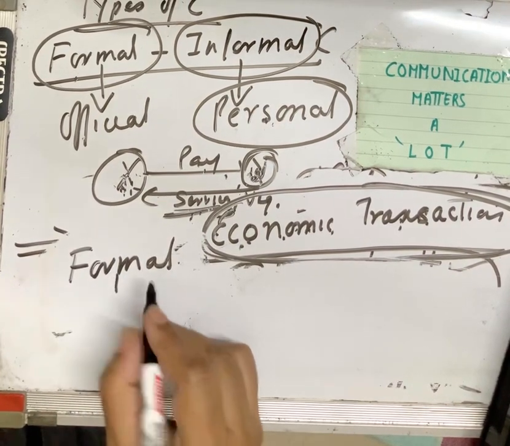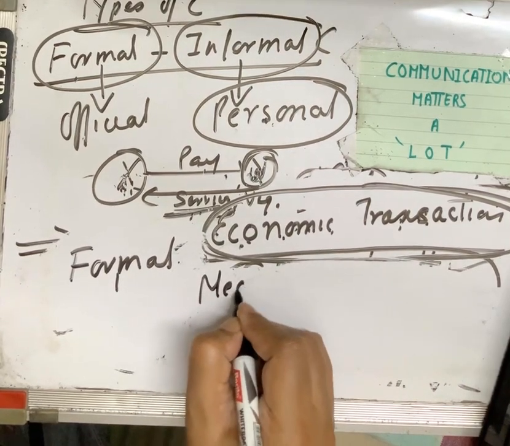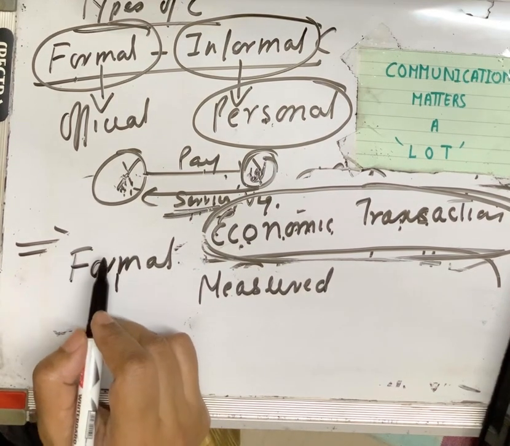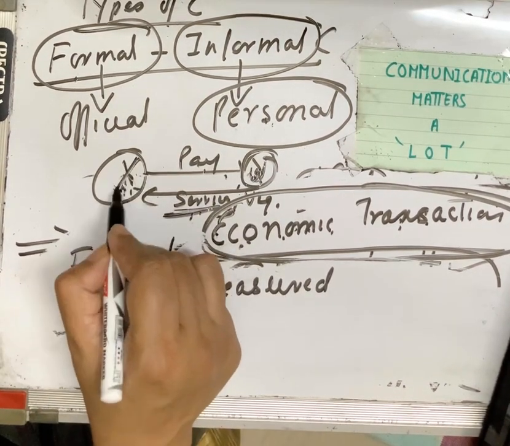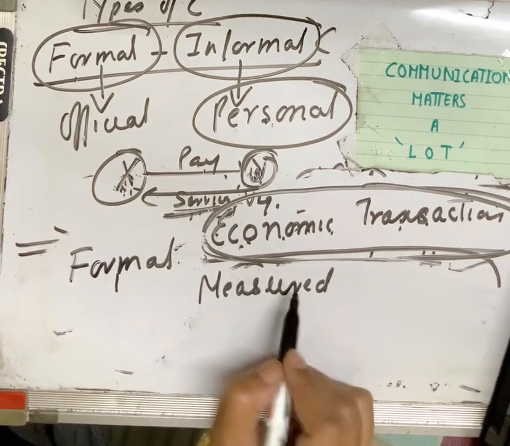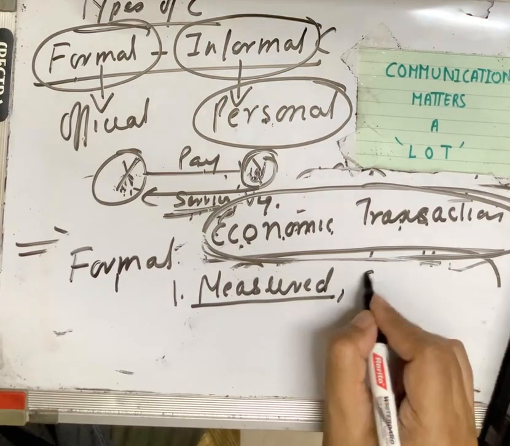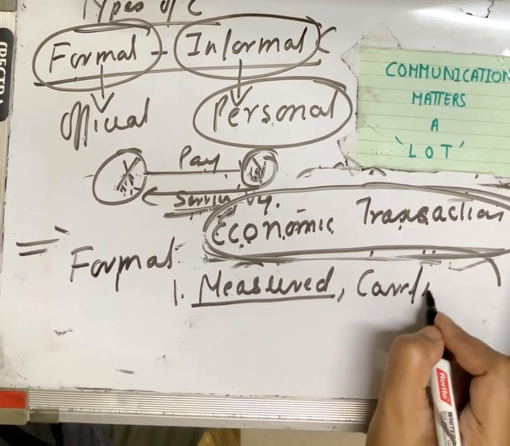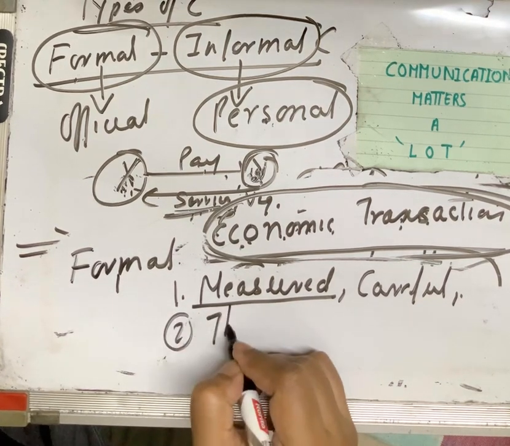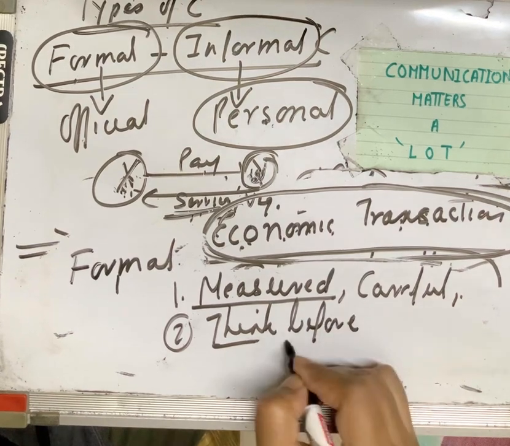So what happens in formal communication? Your communication becomes measured. You could be yelling at your mother, you could be yelling at your mama, give me a cup of tea. Will you shout at your maid? You will not shout at your maid. So you're measured, you're careful, you're cautious, right? Then you think before you speak. You think before you communicate.